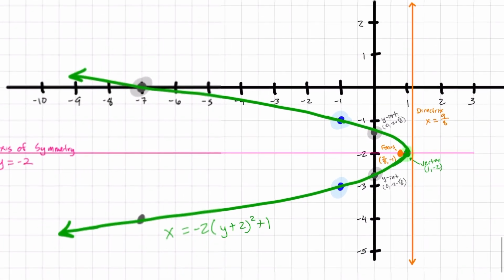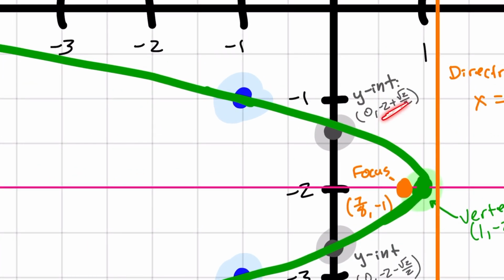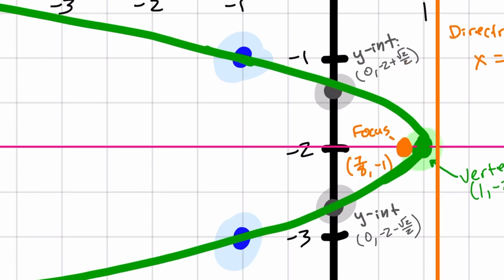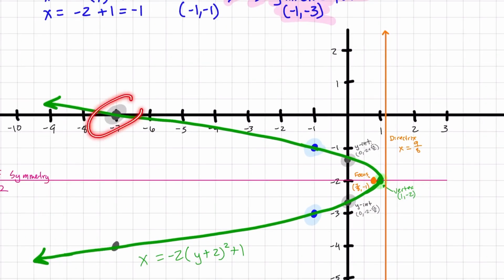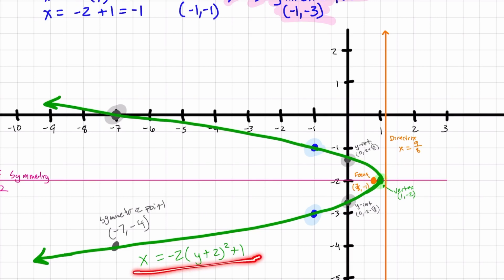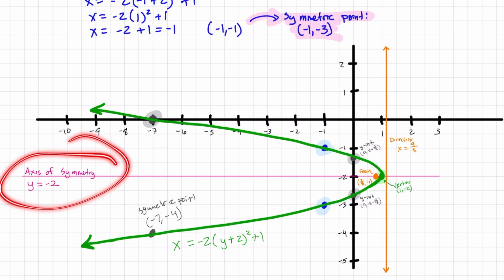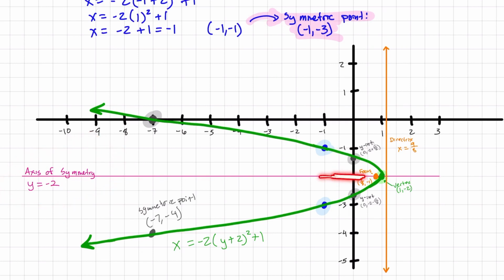All right, then we get our y-intercept at 0, comma, negative 2 plus square root of 2 over 2. Notice I wrote the exact term, so that's about a negative 1.3. This is about negative 2.7, but write the exact term. So there's my y-intercept. All right, then I have my x-intercept at negative 7, 0. And then I can get a symmetric point, which, oops, I did not label. Let me fix that. I've labeled my equation here, labeled my axis of symmetry. It's y equals negative 2 because it's crossing over the y-axis at negative 2. And this vertical line for the directrix is crossing over the x at 9/8.